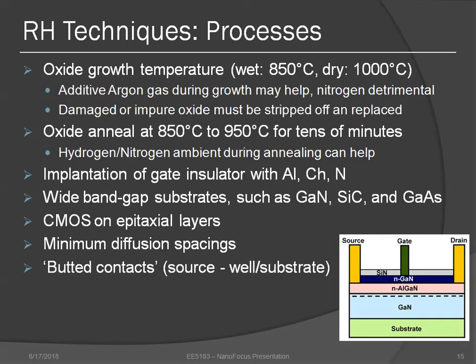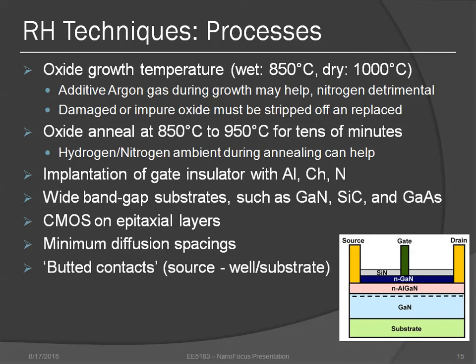All right, next we have some different fabrication processes that can be followed to help harden semiconductors. First, the temperature used in oxide growth has a strong influence on radiation hardness. Optimum temperatures are 850 degrees C for a wet process and 1000 degrees C for a dry process. Additive gases have been studied with varying results. Argon, good choice. Nitrogen, bad choice.